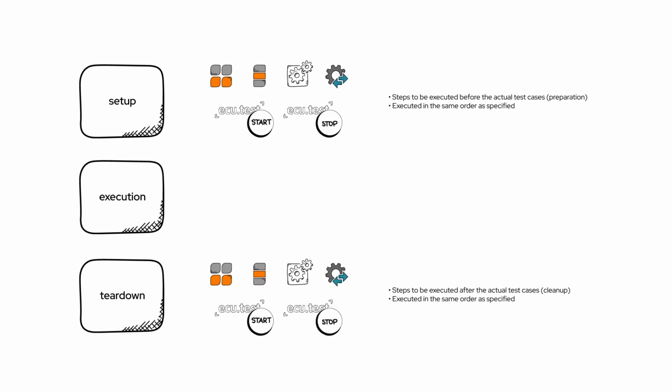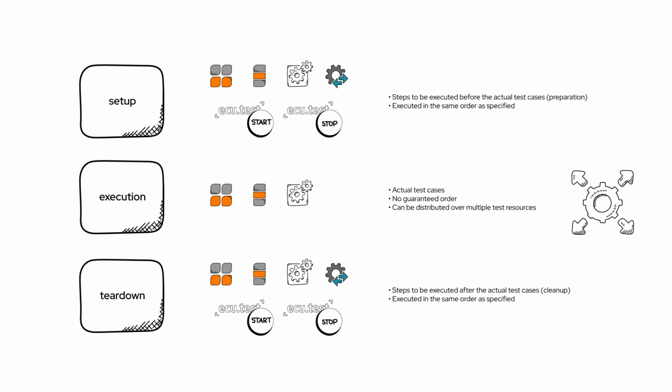The steps of a playbook are structured in three blocks: setup, execution, and teardown. Setup and teardown steps are intended as preparation and cleanup for the test resources. They are executed in exactly the same order as specified. The test cases in the execution block represent the test scope of the playbook. They do not have a guaranteed order and therefore should not depend on one another. Therefore, in certain scenarios, it is possible to automatically distribute them over multiple test resources which fulfill the requirements of the playbook.